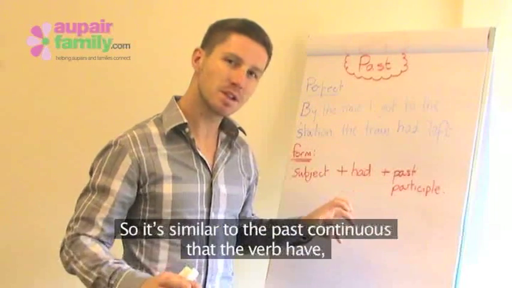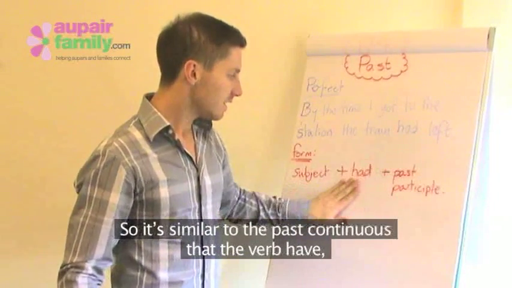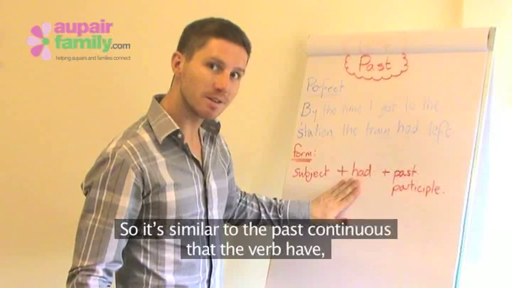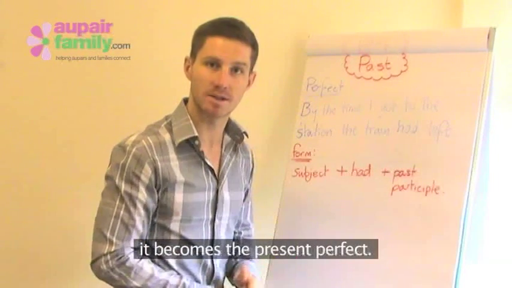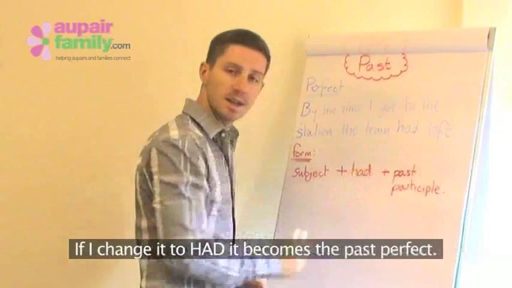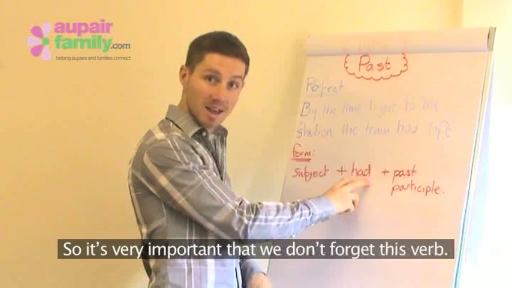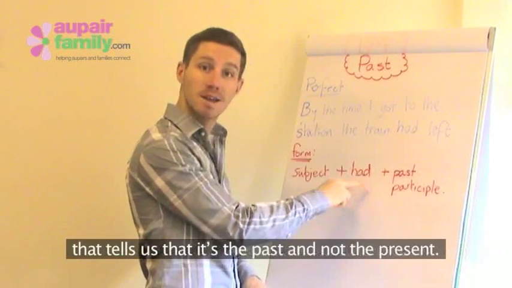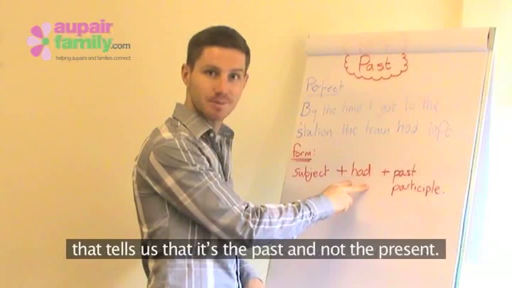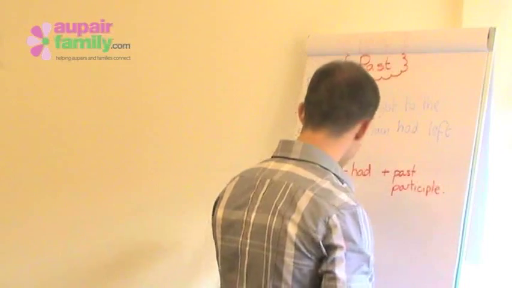So it's similar to the past continuous, that the verb have, if I change this to have, it then becomes the present perfect. If I change it to had, it becomes the past perfect. So it's very important that we don't forget this verb, because this is the verb that tells us it's the past and not the present. Okay, let's look at a timeline. It can help us.